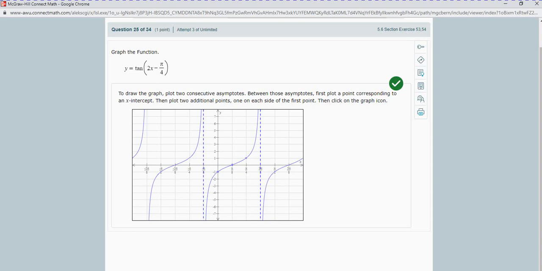Ultimately, just go back and check your work, make sure you didn't make any arithmetic mistakes, and that should help you fix your graph. So that's graphing tangent and cotangent functions in Connect and ALEKS.